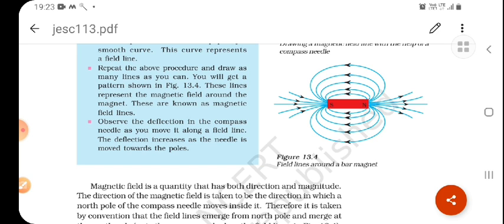It forms continuous closed curves, and it has both magnitude and direction, and the tangent at any point gives us the direction of the magnetic field. So if you place any point on the field lines and mark a tangent at that point, it will give us the magnetic field at that point.